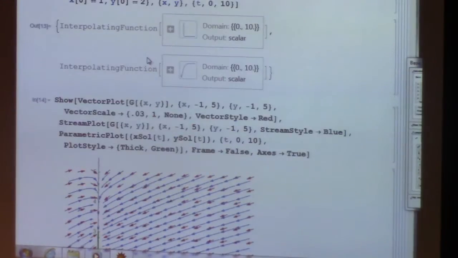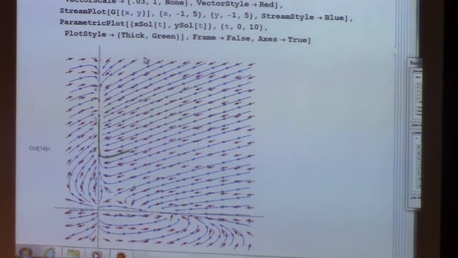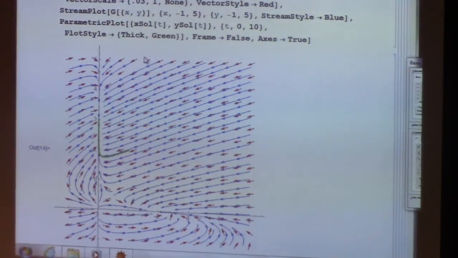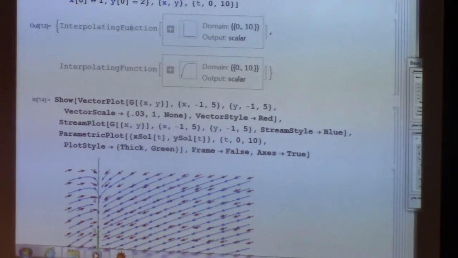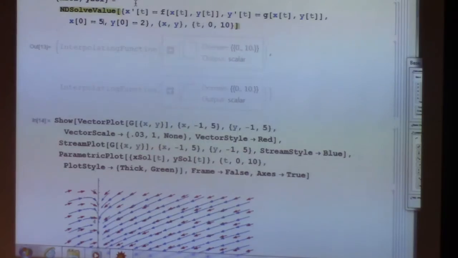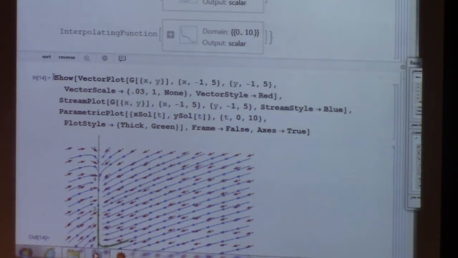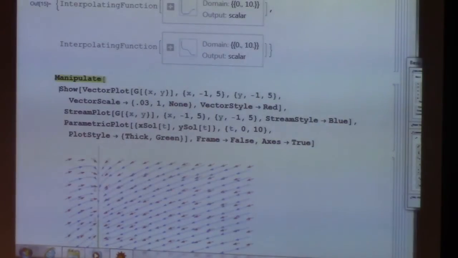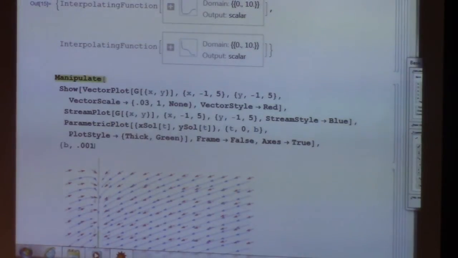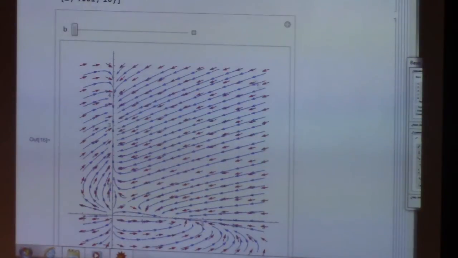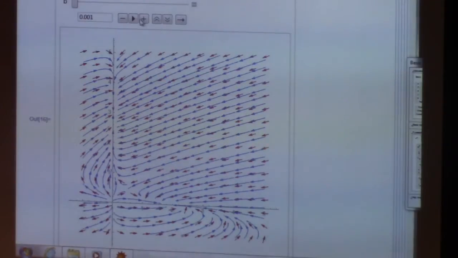Let's animate it now, and let's also start our initial condition further away from 0. Why don't we start at the point 5, 2 instead? X equals 5. Y equals 2. Re-enter that. Put this inside of manipulate. Make the right endpoint of the interval here b instead of 10, and let b go from 0.01 to 10. All right, now we see the curve move.